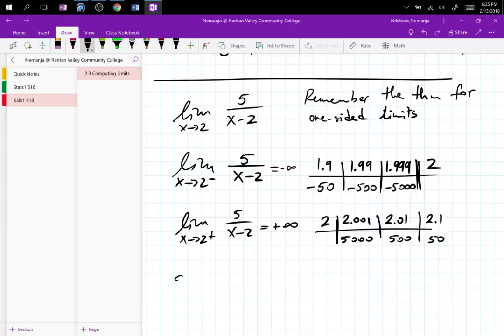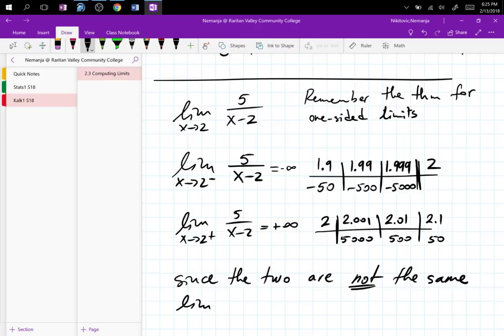And now, since the two are not the same, the limit as x goes to 2 of 5 over x minus 2 does not exist.